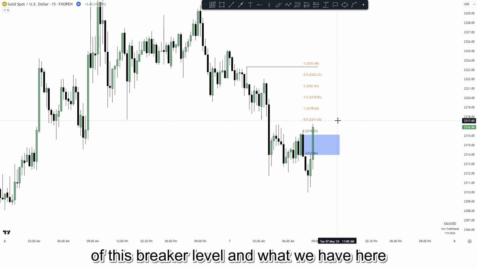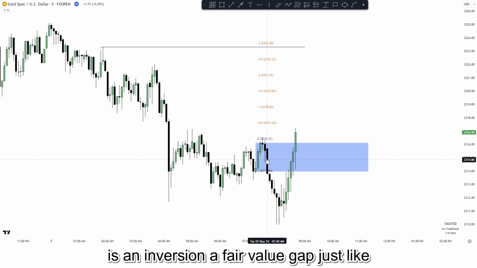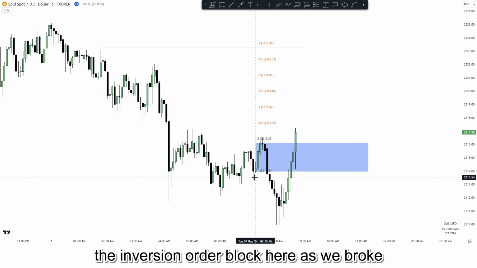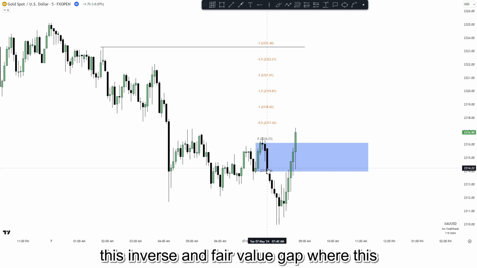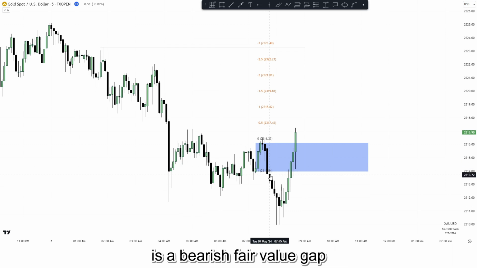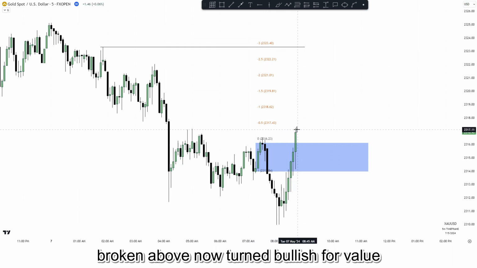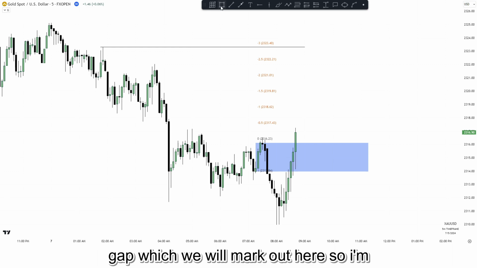Now let's go down to a lower time frame and see if we can identify a fair value gap inside of this breaker level. And what we have here is an inversion fair value gap, just like the inversion order block here. As we broke above this last up close candle, we have this inversion fair value gap, where this is a bearish fair value gap, broken above, now turned bullish fair value gap, which we'll mark out here.